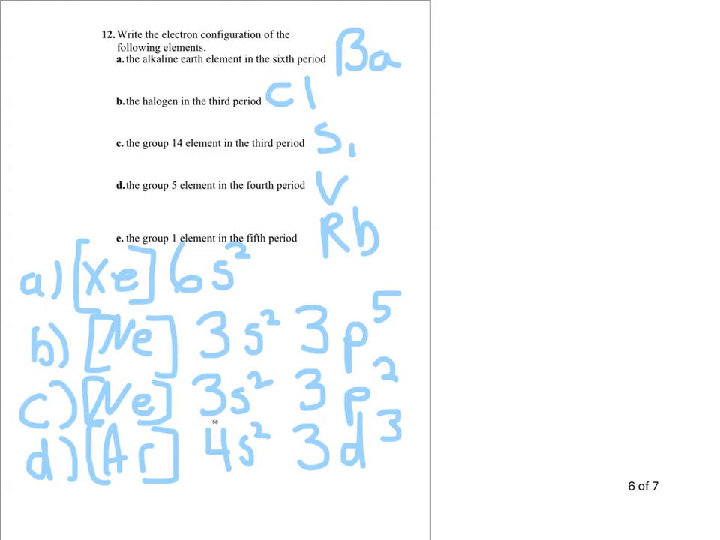And then E, we got rubidium. Rubidium, preceding noble gas is krypton. Then rubidium is in the 5th period, so it's 5s, and it's the first thing we see, so 5s1.